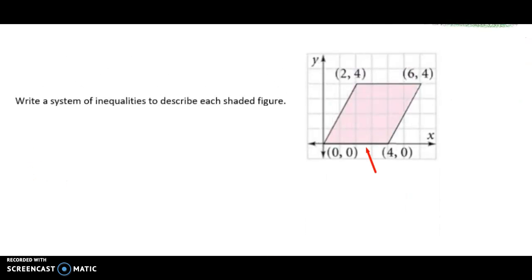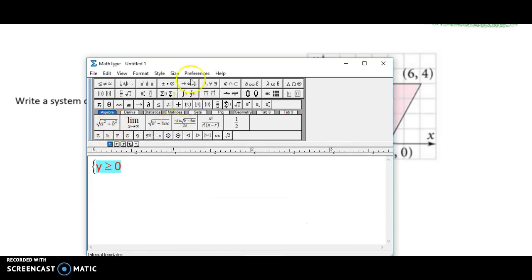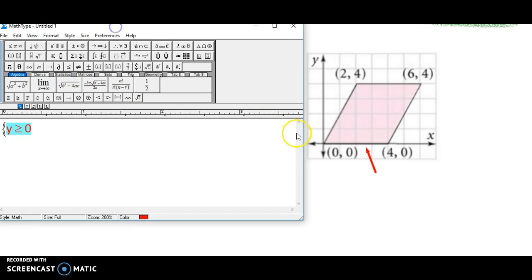In this last example, we need to write the system of inequalities that describes each, or the whole shaded figure, by writing an equation for each, or an inequality for each piece or each side of the quadrilateral. The first one we're going to start with right here is this horizontal line going through 0. So we would start with y, and we're shaded above, and the line is solid, so we want greater than or equal to 0.